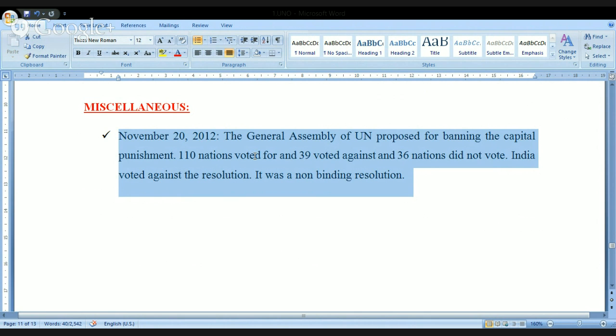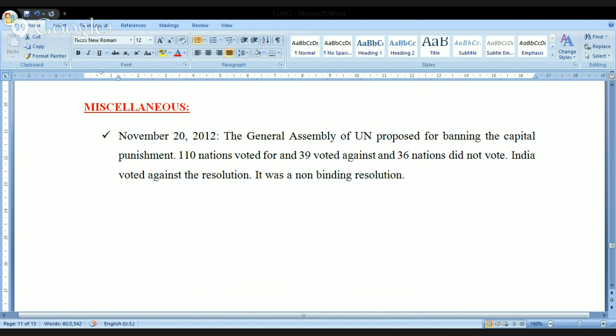But of course, look at this. It was a non-binding resolution. Just because it has been voted by a majority of the countries, it does not mean that it will be implemented. It is because this is a non-binding resolution. See here, what is the meaning of this? When we talk about the resolutions in the United Nations, a resolution is nothing but the proposals that are made here. And there are two types of proposals.